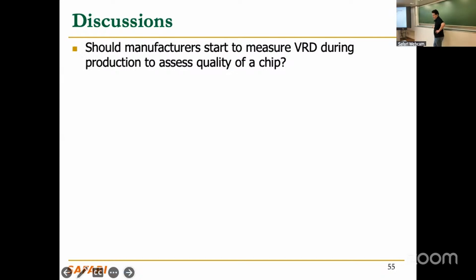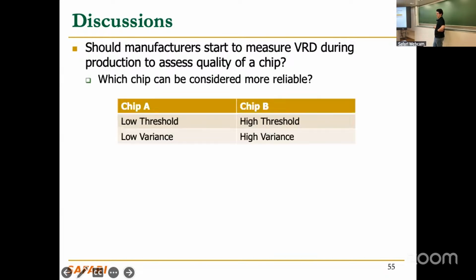So we saw that, I also want to ask, should manufacturers start to also measure the variable disturbance metrics during this test production to assess quality of the chips? We saw by now that manufacturers have started to measure some of the disturbance thresholds in the aftermath of the RowHammer and RowPress attacks. They wanted to measure the quality according to those attacks, and in that case, should we also do the same for the variable disturbance metrics?